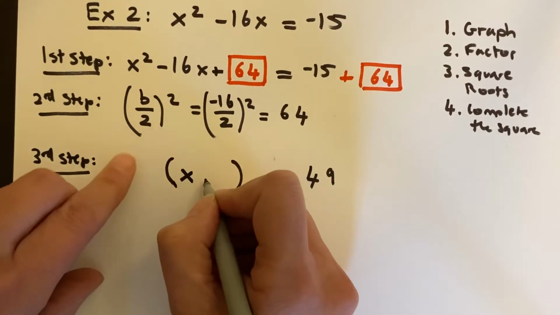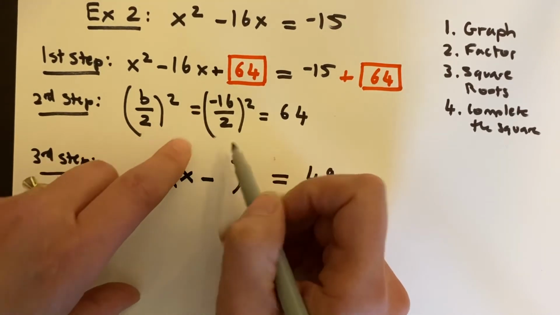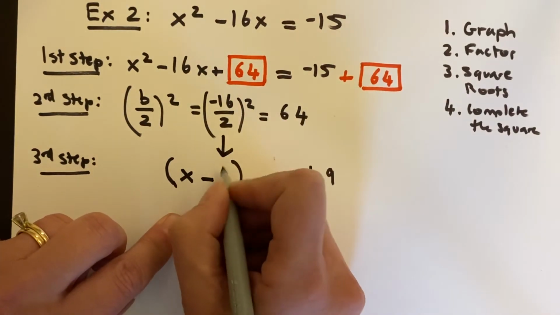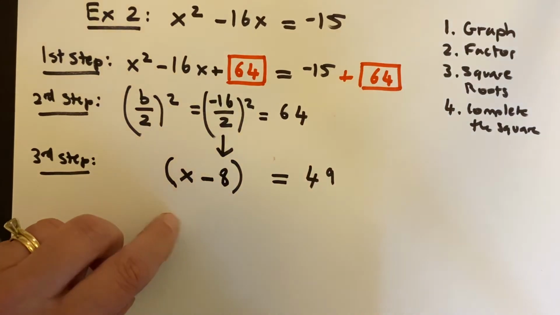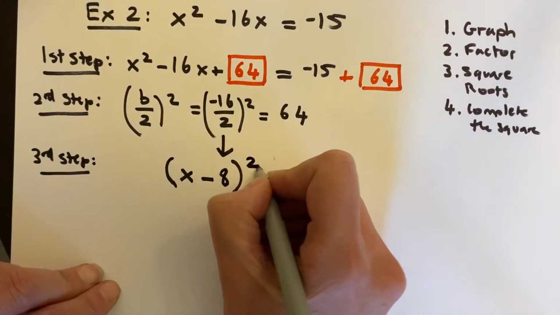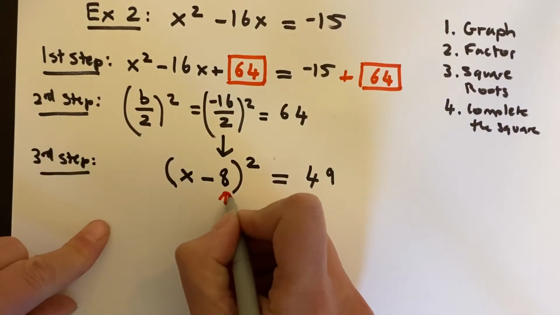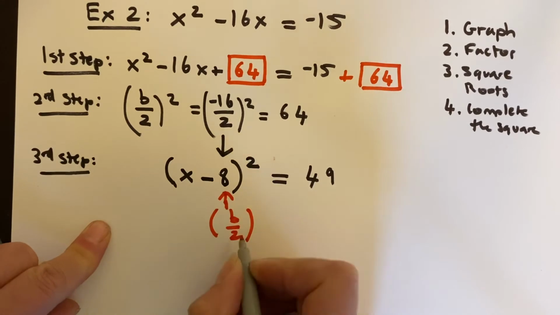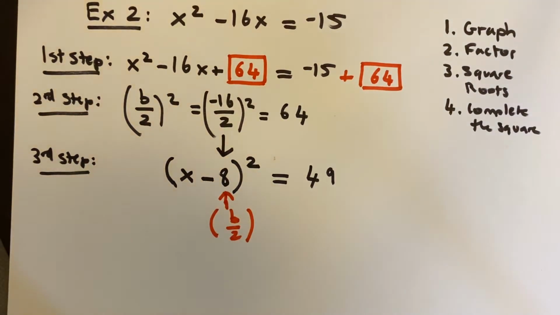X, and I know what goes here, right, is b over 2. Well, that's negative 16 over 2, which is negative 8. And that's squared. So what goes in here, just to make sure that you're not confused, is b over 2. Not b over 2 squared, but b over 2. Okay? That's my third step.